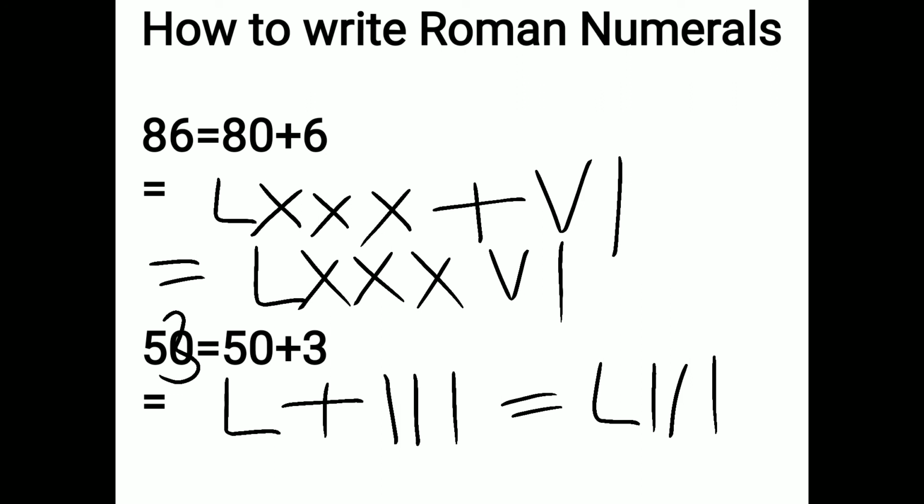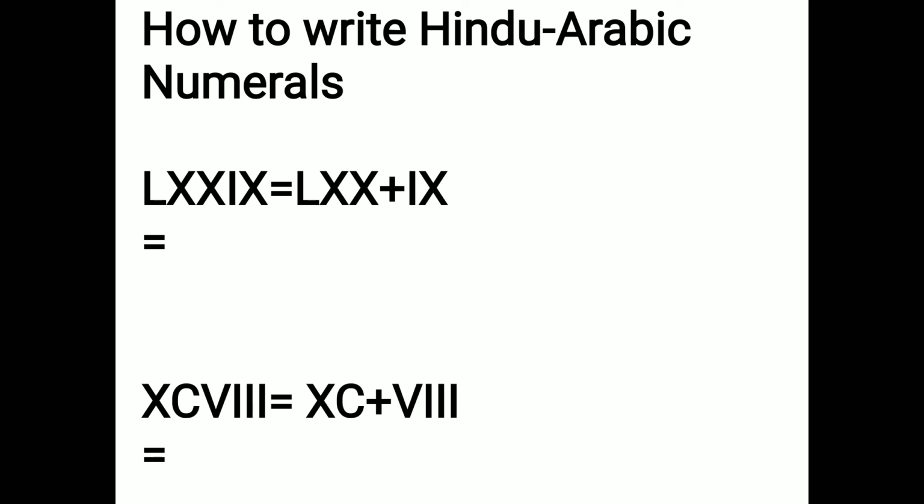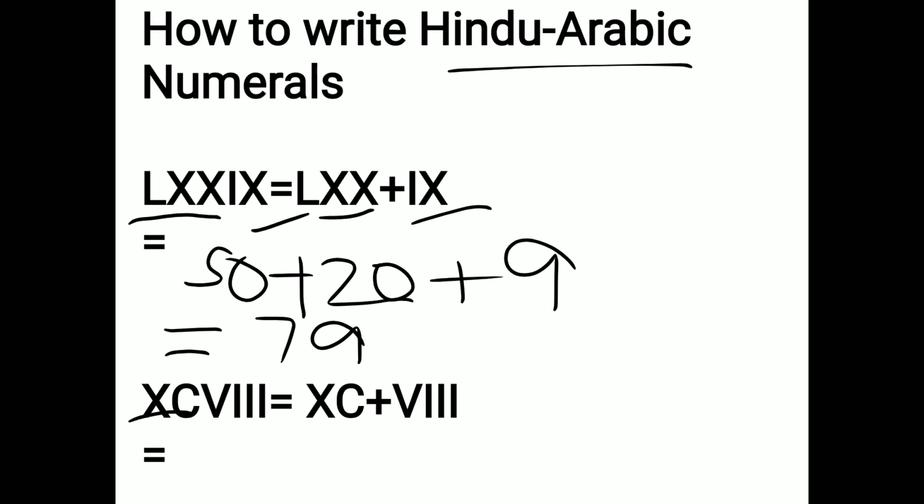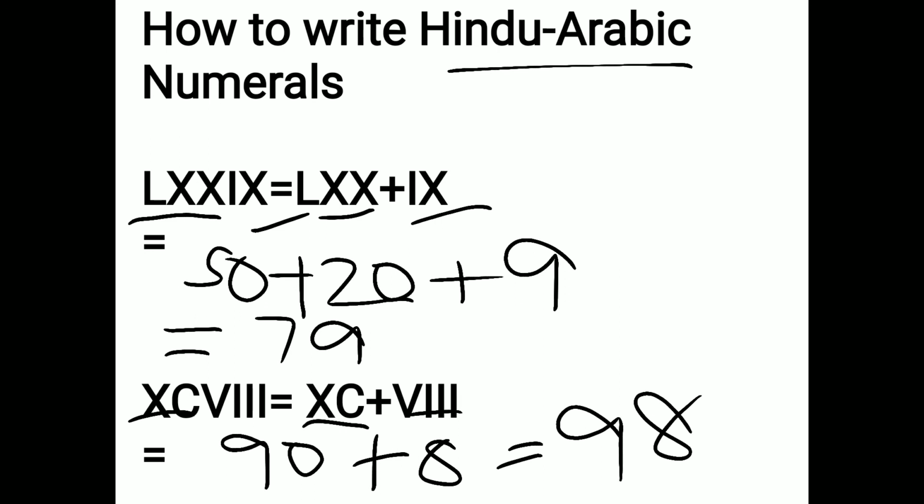Clear? We expand the number, then our answer will come like this. Now we will learn how to write Hindu-Arabic numerals. LXXIX. Now we separate it. L is for 50. XX is for 20. IX is for 9. If you combine, the answer comes 79. Now XCVIII. XC is for 90, plus VIII is for 8. The answer will be 98. Clear?